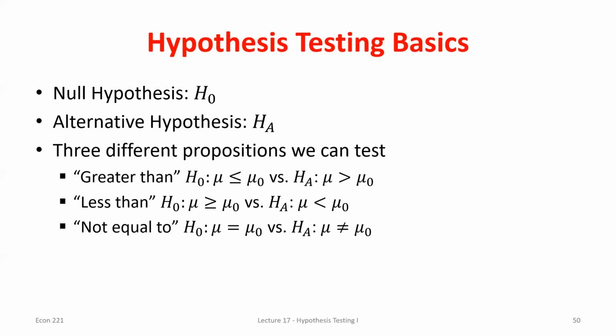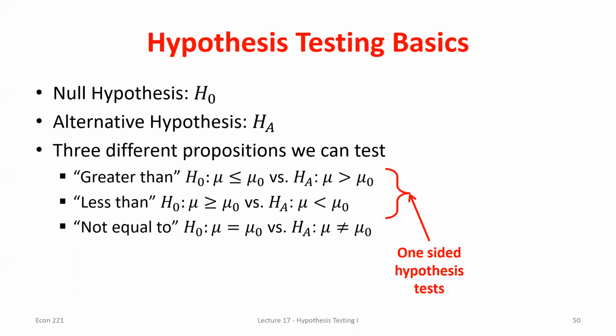Now, notice for these first two, only evidence on one side would go against the null hypothesis. For a right-tailed test, only finding a sample mean that's above whatever value I assumed would go against the null. For this left-tailed test, only seeing a sample mean that's below this assumed true value would go against the null. So we'll call these one-sided tests.